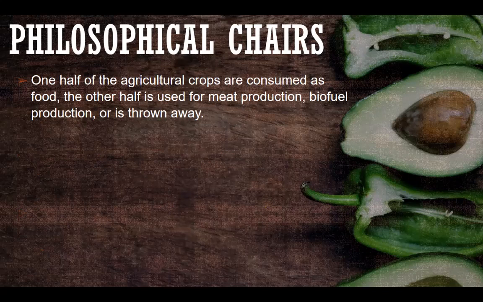One half of the agricultural crops are consumed as food. The other half is used for meat production, biofuel production, or is thrown away. Okay. Let's take a minute to think about that. One half, so that's 50% of the agricultural crops are consumed as food. The other half is used for meat production, biofuel production, or thrown away.